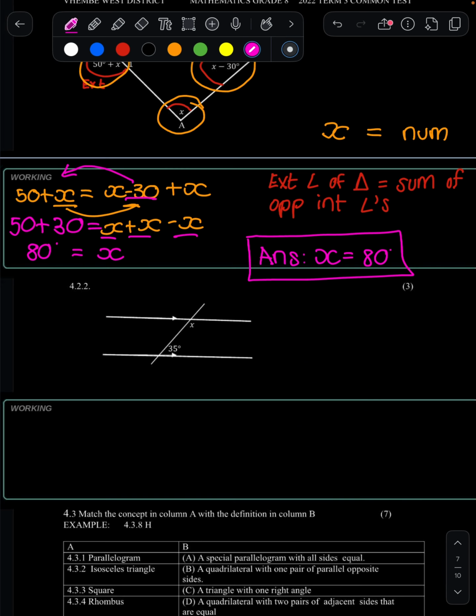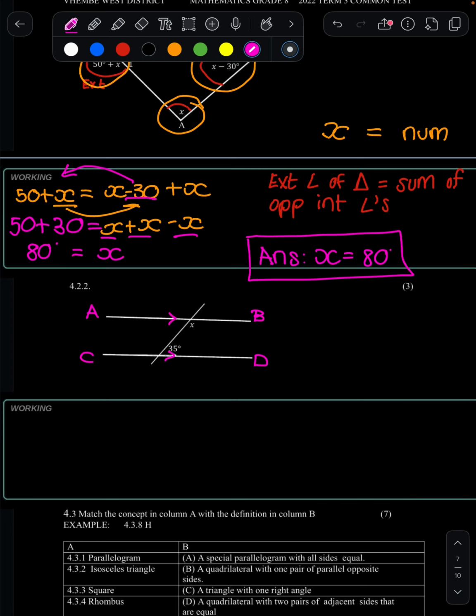In 4.2.2, we've got these parallel lines. We know they're parallel lines because they give us this little arrow. So that tells us these are parallel lines. I'm just going to label these because generally that helps you. So I'm going to say this is line AB, this is line CD, and they say solve for x.